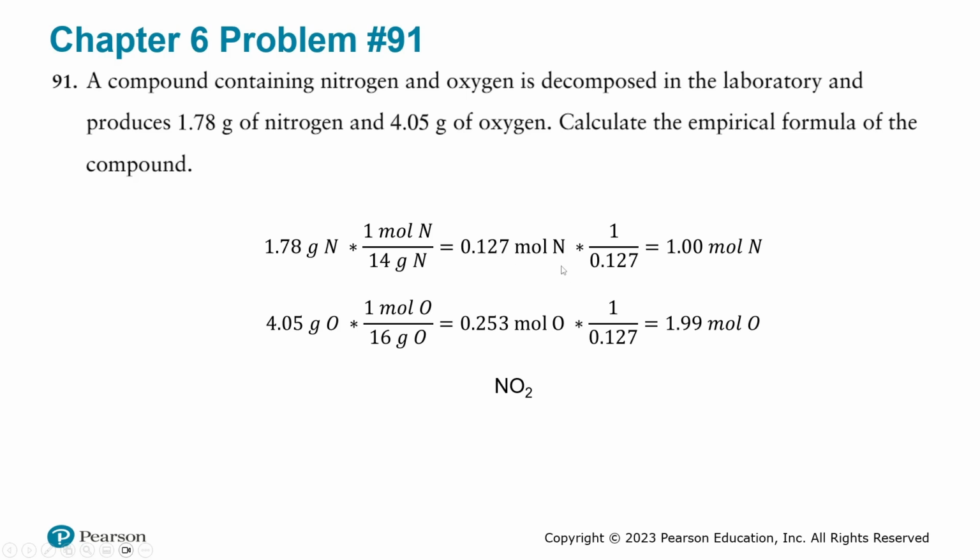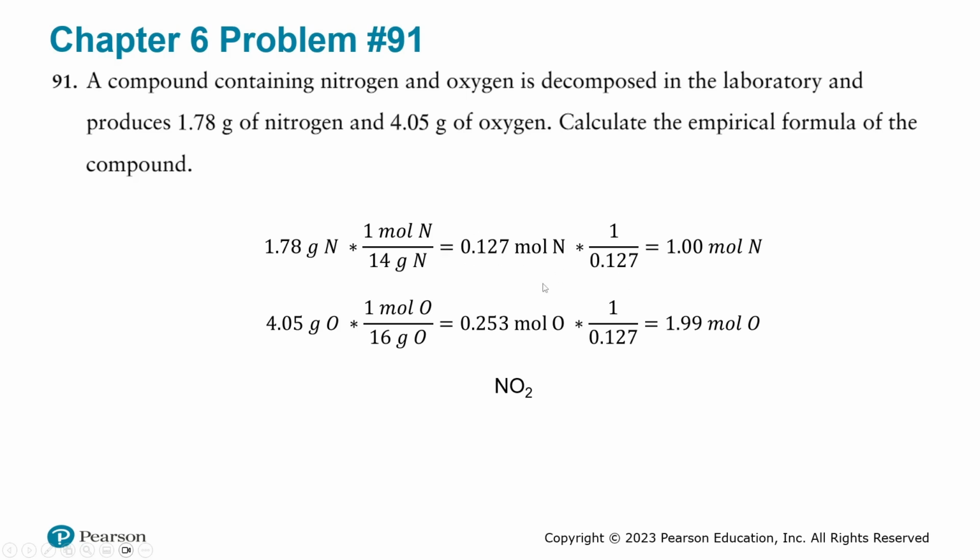That'll give us the moles of nitrogen and oxygen, respectively. We want to normalize whichever one is the smallest number. Normalization means make it equal 1. In order to make any number equal 1, we just divide by that same number, or multiply by 1 over that number. With dimensional analysis, we only like to do multiplication so we can cross-cancel.